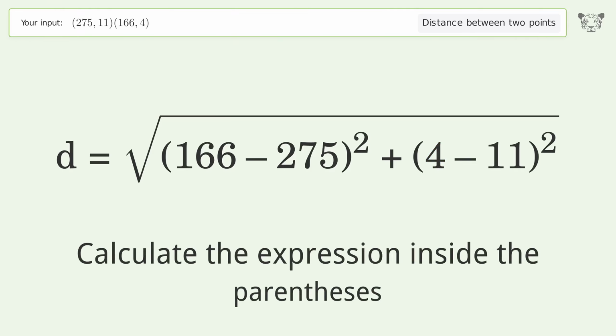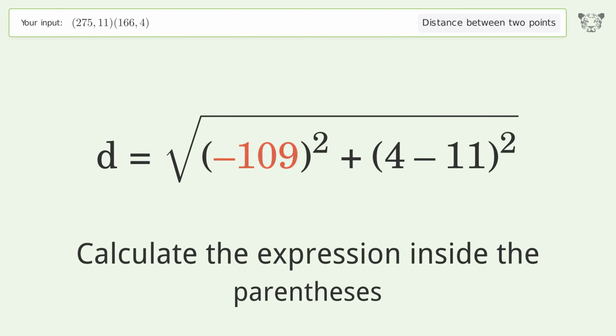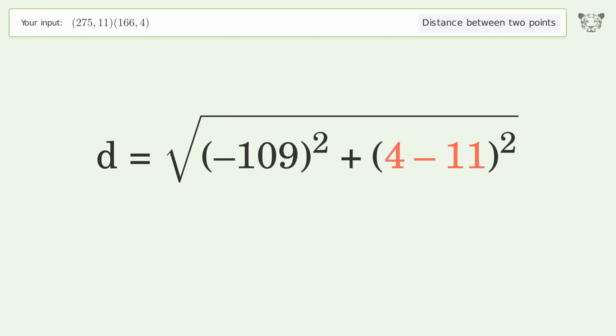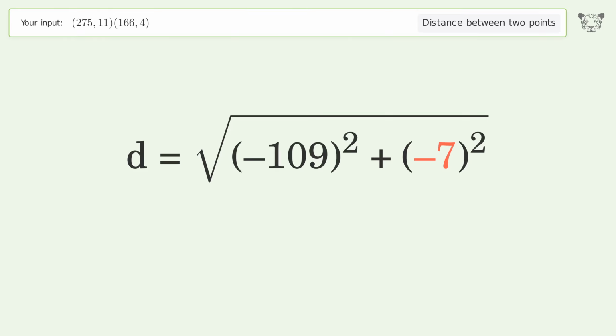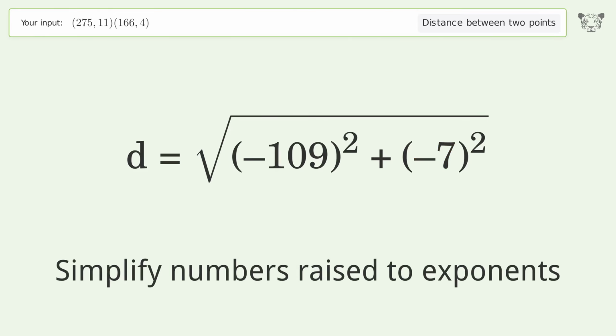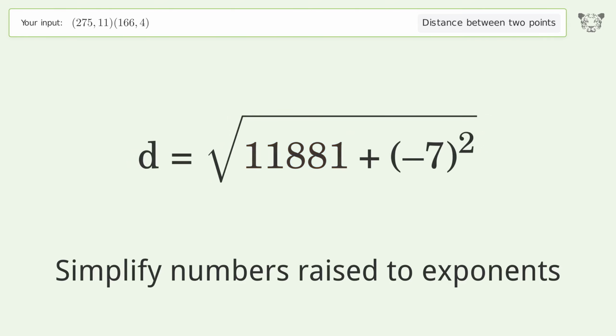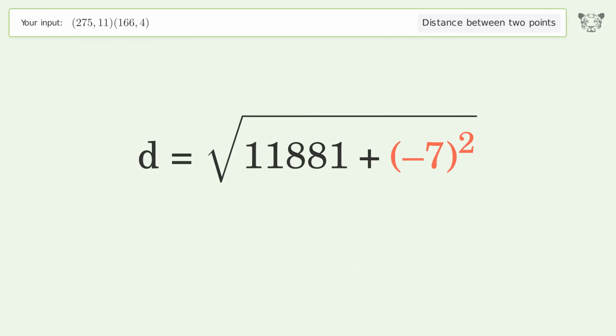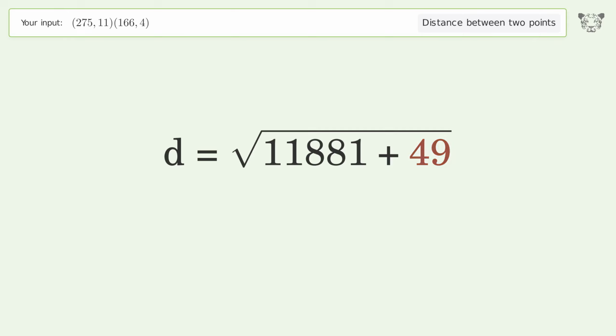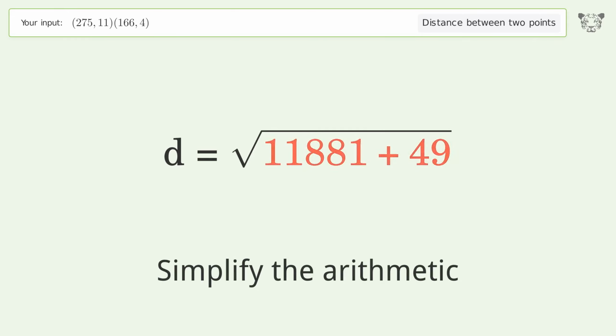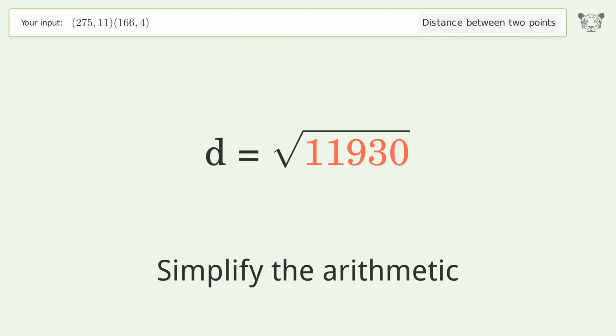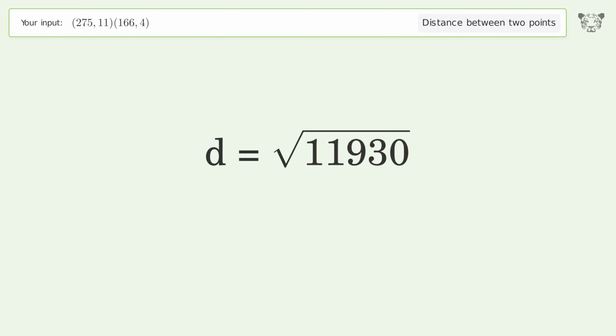Calculate the expression inside the parentheses. Simplify numbers raised to exponents. Simplify the arithmetic. And so the distance between the 2 points is the square root of 11,930, or 109.225.